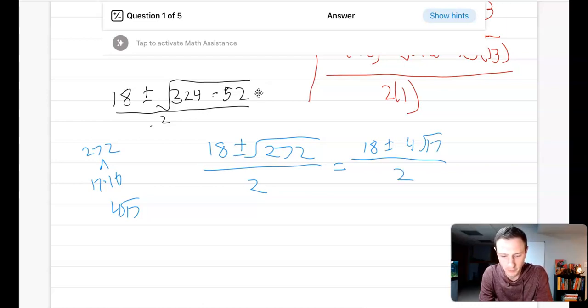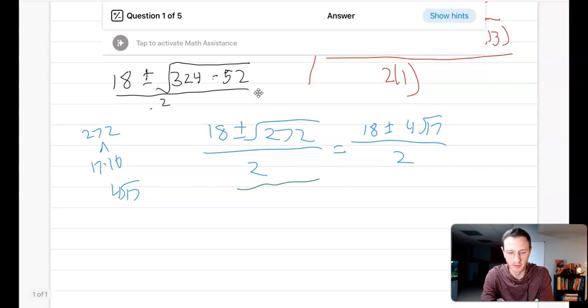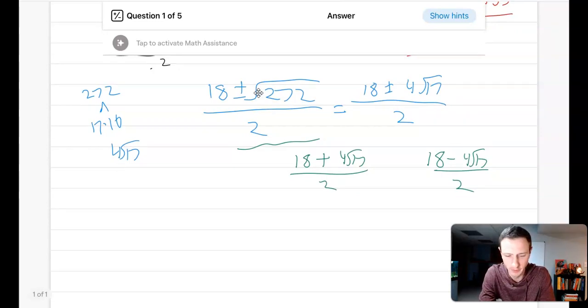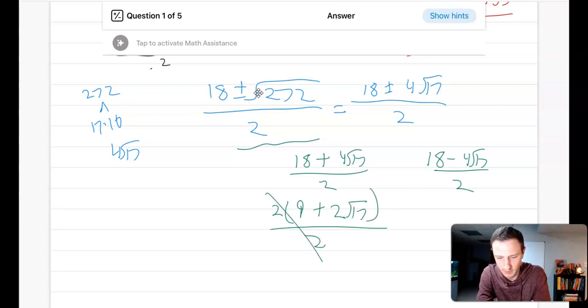Factor out 2, because we're going to have 18 plus 4 root 17 and 18 minus 4 root 17. So let me just set that up. I don't want to take any shortcuts. A lot is on the line right now. This is very serious. So I'm going to take 18 plus 4 root 17 over 2, and 18 minus 4 root 17 over 2. Factor out 2. So I'm going to have 2 times 9 plus 2 root 17, and then 2 times 9 minus 2 root 17.